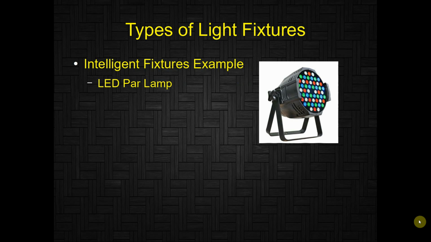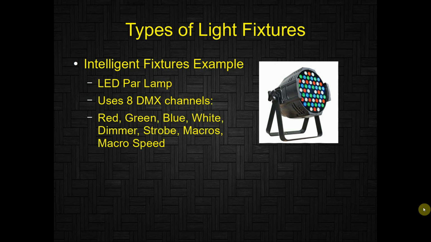Here's a typical LED par lamp that's going to act as kind of a stage wash. And this particular par lamp here has some different colors to it. It has red, green, blue, and white. This particular one uses 8 DMX channels. That's 8 channels of information that are being controlled by the lighting console.